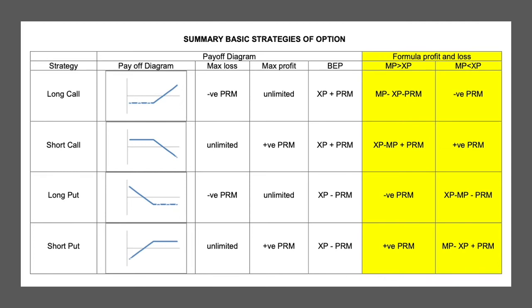Okay, the second part of the table, the yellow part, is the formula for profit and loss. That means to calculate profit and loss for long call, you need to choose the formula, whether you want to use the formula for market price higher than exercise price, or the formula for market price less than exercise price. I will talk later about the formula for profit and loss.